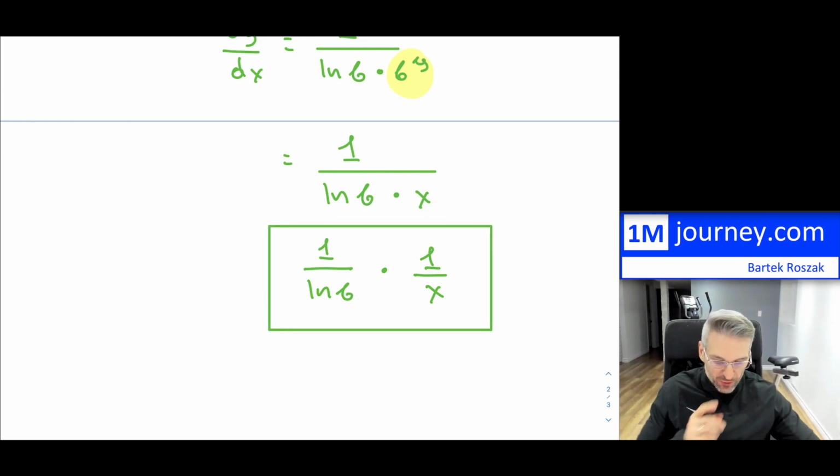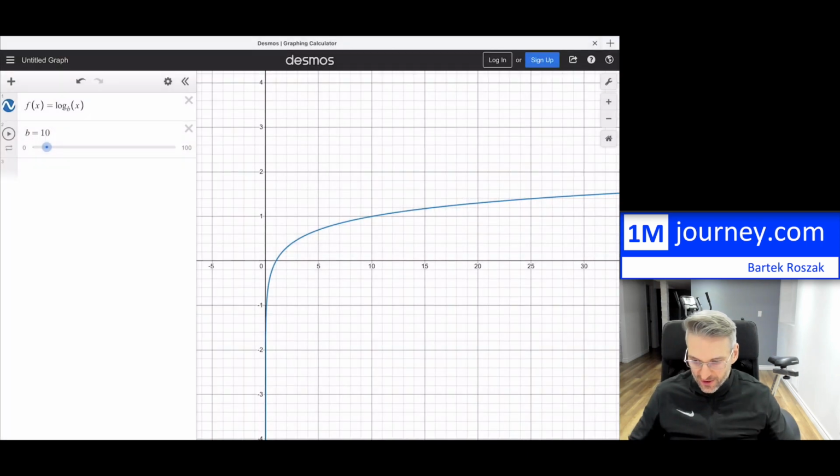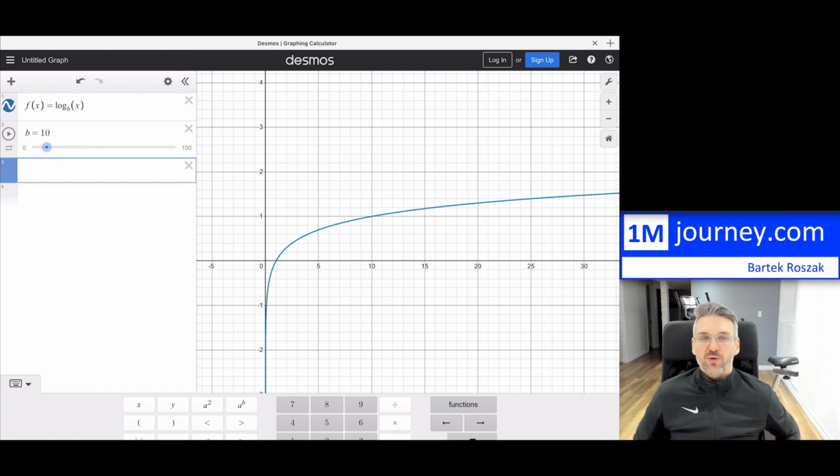And now, if I would go back into that Desmos graph that I did for you, within here, we chose b is equal to 10, but we can change that as we go along.